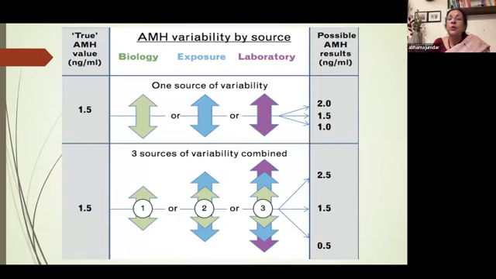You leave the AMH blood sample on the desk, it may be lower. If you leave it in the fridge at minus 19, it will be different. And if you do it same day, it would be different. So the laboratory has so much source of variability. If you see here, it goes much more. Exposure will increase or decrease the AMH this much. But if the laboratory also makes error, it can make a 1.5 AMH appear 0.5 or as much as 2.5.